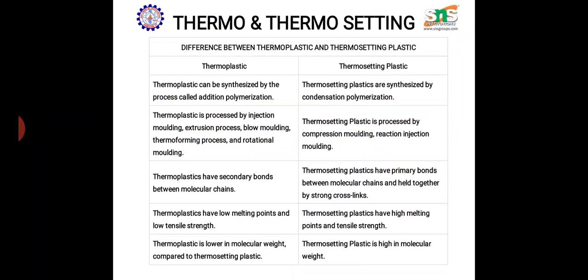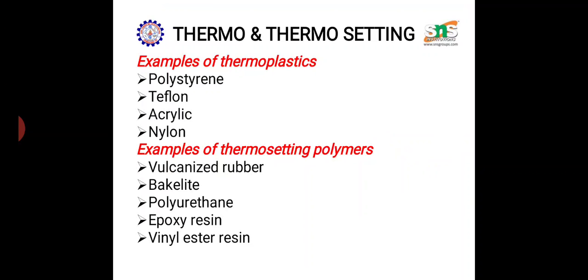Thermoplastics can be recycled. Thermoplastics have low molecular weight. Thermosetting plastic has high molecular weight. So thermoplastic can be recycled. Yes, we can recycle nylon, polystyrene, toughened acrylic compounds.